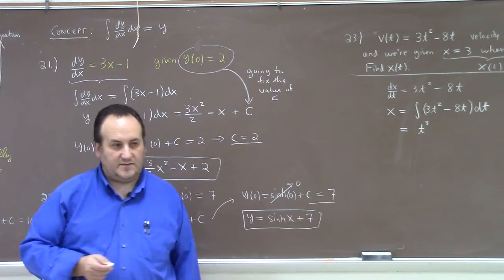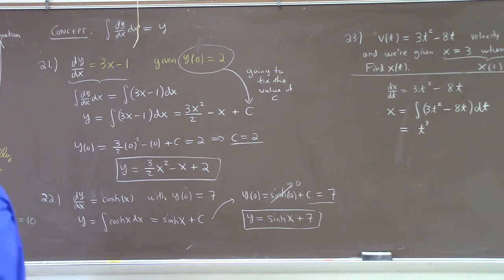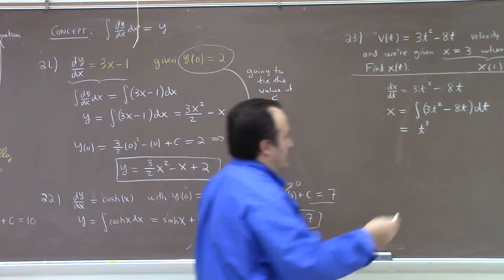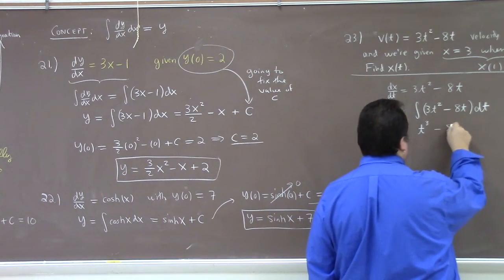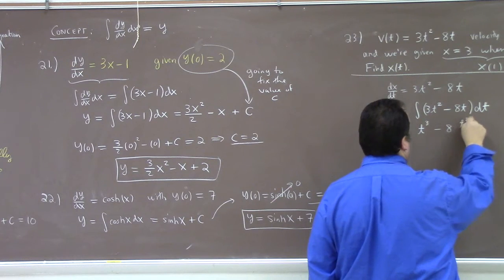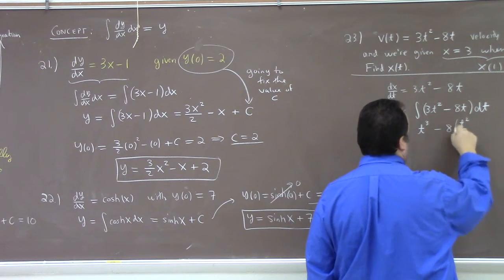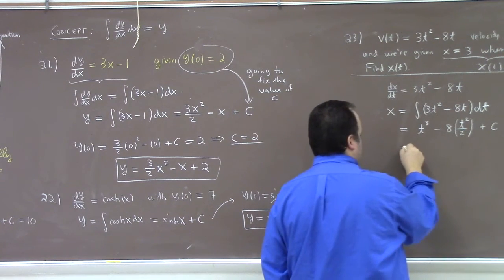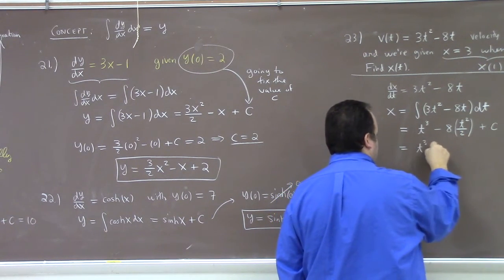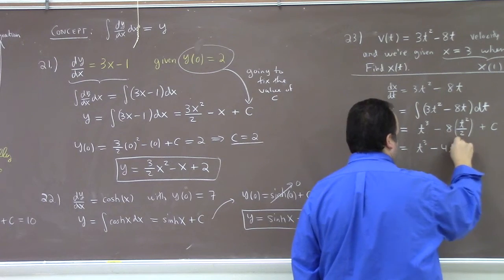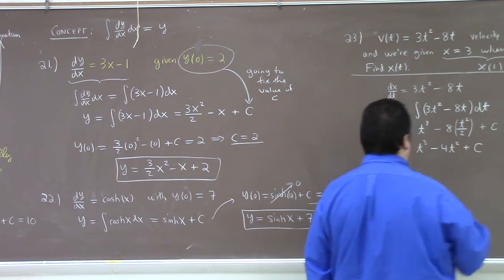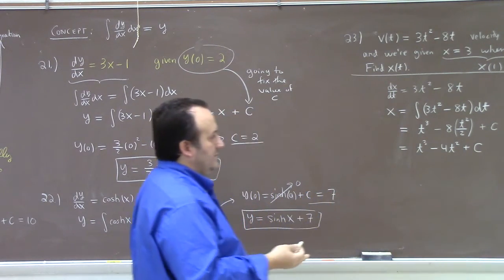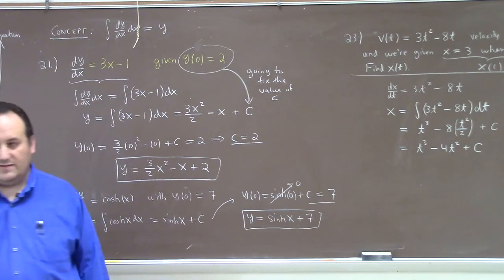What function can I differentiate and get back minus 8t? All right, guys, so it's minus 8 times t squared over 2, right? Because the integral of t is t squared over 2. I'll clean it up a little bit. That's t cubed minus 4t squared plus a constant, right? We're not done because we don't want that constant in our answer.